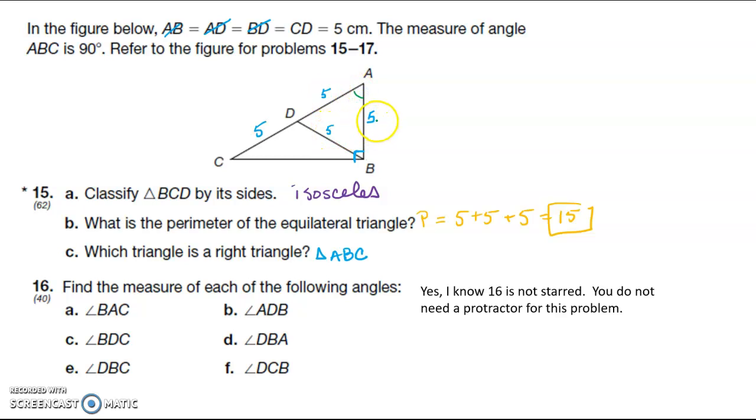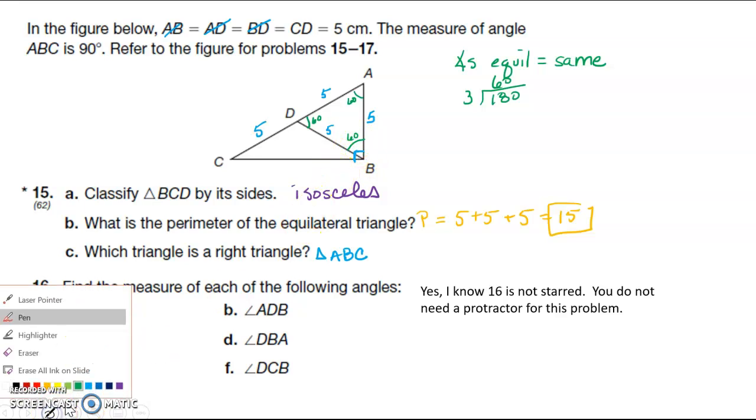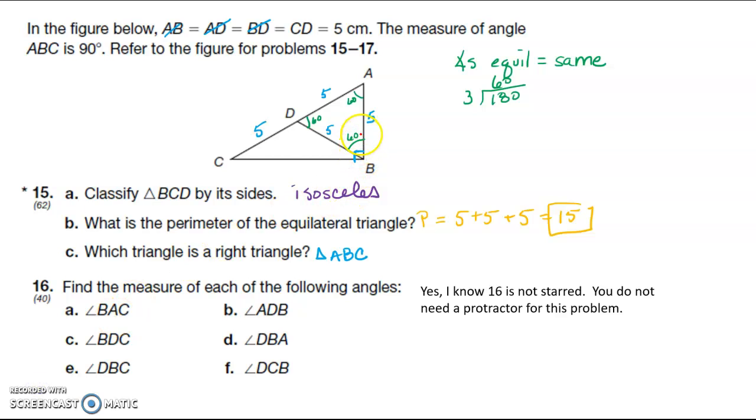Since these are all the same, all of the angles of the equilateral triangle are the same. So I have 180 divided by 3, which gives me 60. So I know this is 60, this is 60, and this is 60. But since I know this whole angle is 90, to get this one I have to do 90 minus 60, which is 30. Since these two sides are the same, this is also 30 degrees.